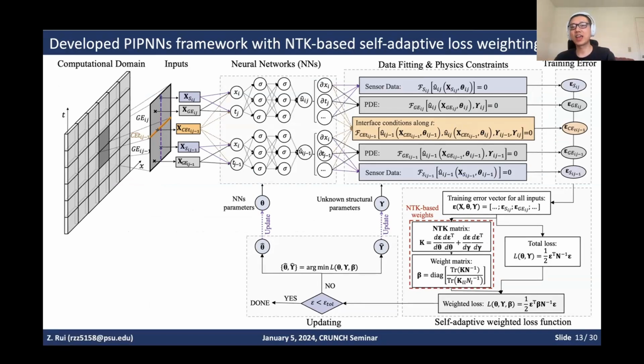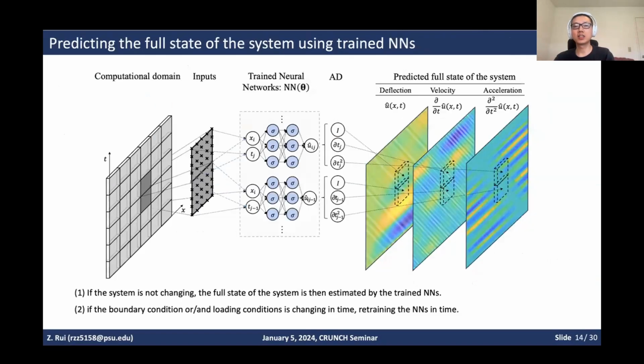And after that, we get a complete framework, and we can use the trained framework to predict the state. So right now we have all the trained neural networks, and then we can sample from the entire computational domain, and then put all the inputs into the trained neural networks, and then we can get the deflection, which is the u, and also the velocity, which is the derivative of the deflection with respect to the time t, and also get the accelerations. So for this part, we don't need to train the neural network. We just get the result directly.